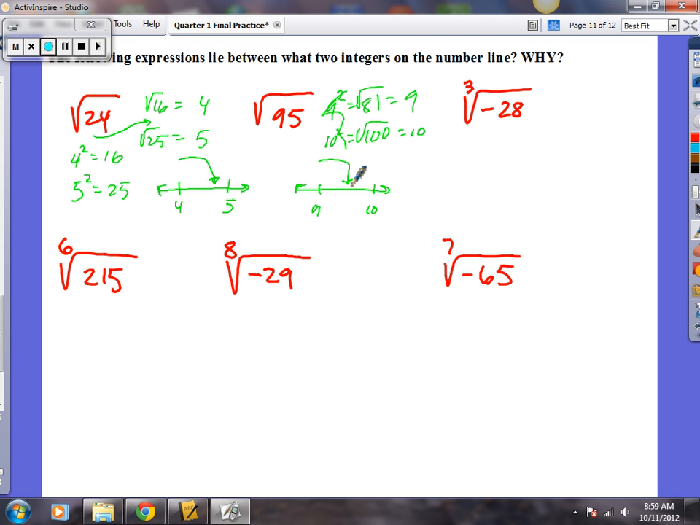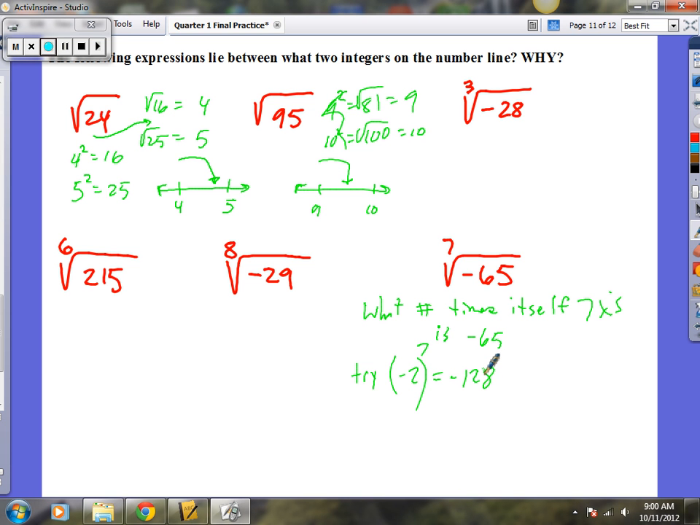Okay, we're going to have time to do them all, but let's do some of these hard ones. Let's do this guy right here. 7th root of negative 65. So here's what I'm asking. What number times itself 7 times is a negative 65? Okay, you totally guess. So I'm going to try a negative 2. So negative 2 times itself 7 times. On your calculator, you've got to put the parentheses. So negative 2 to the 7th equals a negative 128.